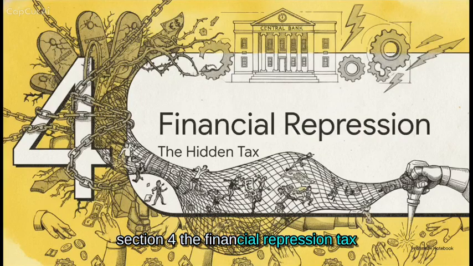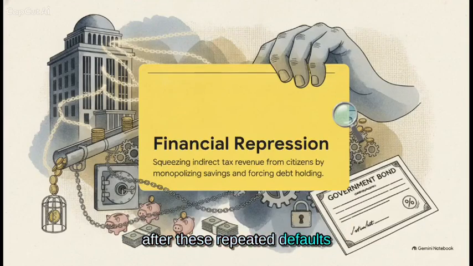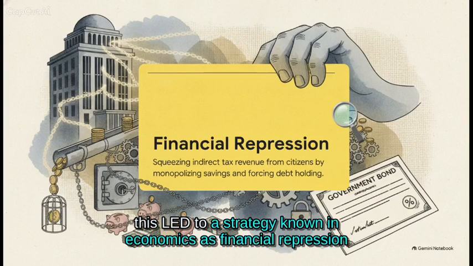Section 4. The Financial Repression Tax. Because investors flat out refused to voluntarily buy government debt after these repeated defaults, the regime found itself completely starved for cash. This led to a strategy known in economics as financial repression.